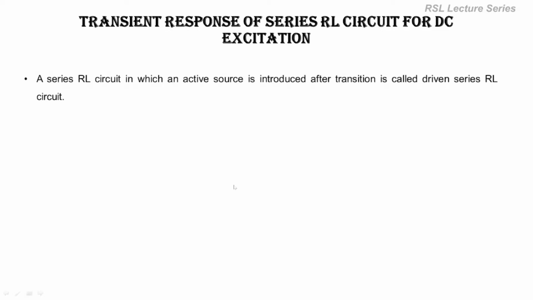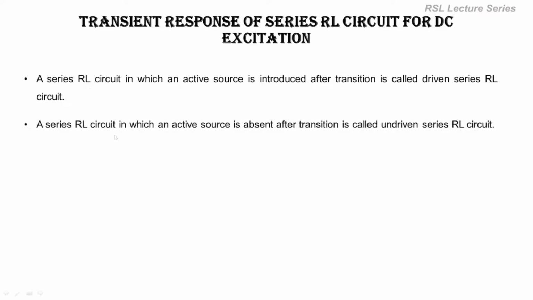So here we are going to discuss the transient response of series RL circuit. In series RL circuit we have two different types. A series RL circuit in which an active source is introduced after transition is called a driven series RL circuit. Transition means switching on or off. A series RL circuit in which an active source is absent after transition is called an undriven series RL circuit.